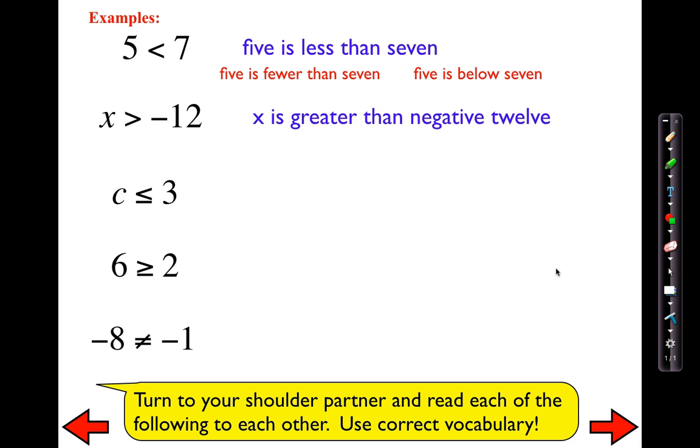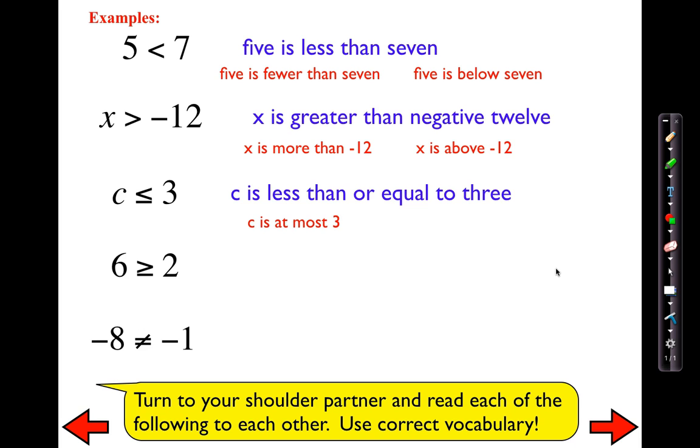Next one, you can read it as x is greater than negative 12. Some alternatives might be x is more than negative 12, or x is above negative 12. Next one is C is less than or equal to 3, which could be read as C is at most 3, or C is no more than 3.